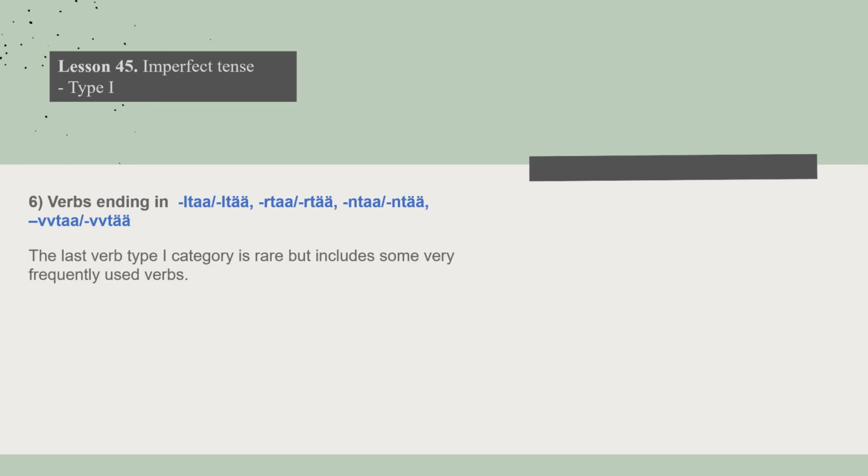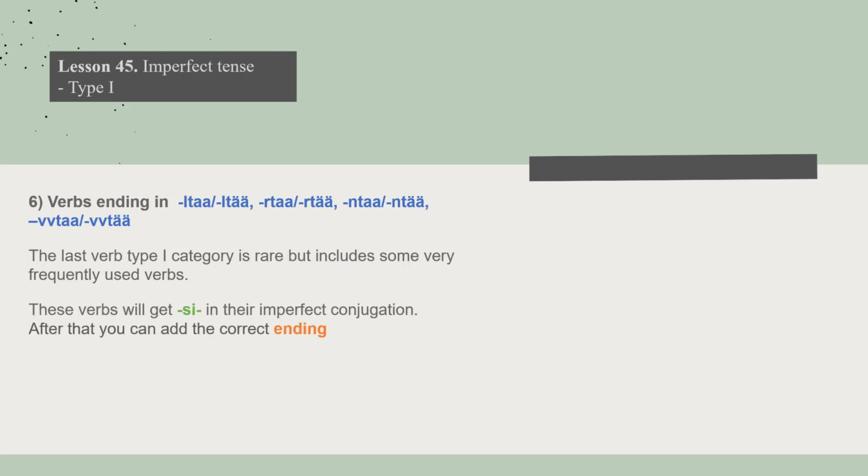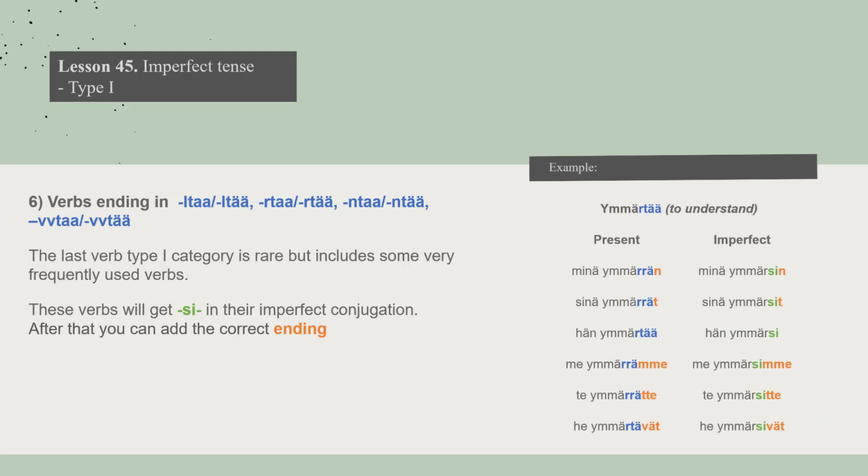The last verb type 1 category is rare, but includes some very frequently used verbs. These verbs will get si in their imperfect conjugation. After that, you can add the correct ending. Here is one example.